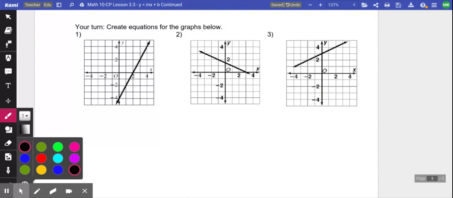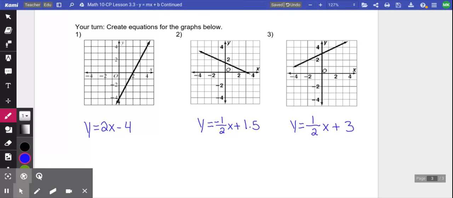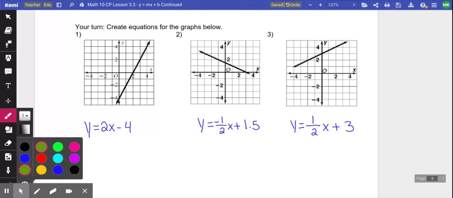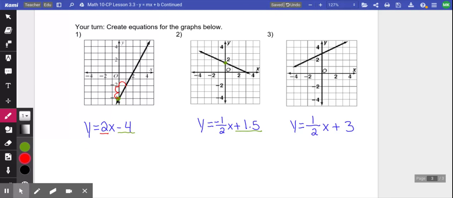There's 3 questions here. I want you to pause the video and then try them. Awesome. If you did these questions, these should be your answer. If you look at the first one, negative 4 is my y-intercept. My slope is 2, so up 2, 1, 2 over 1. Perfect. The second one, 1.5 is my y-intercept, and we're kind of estimating.